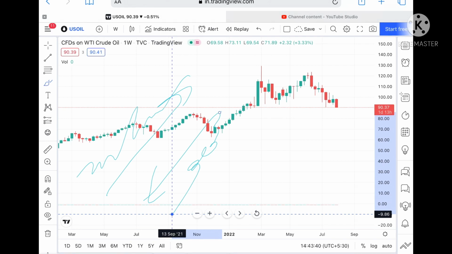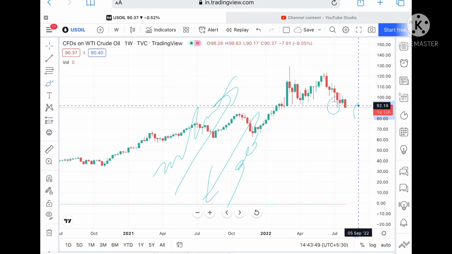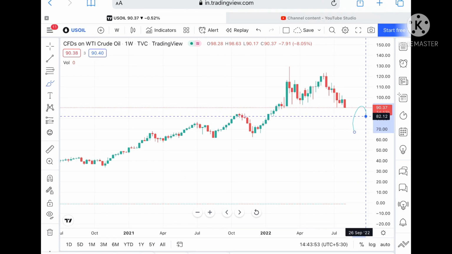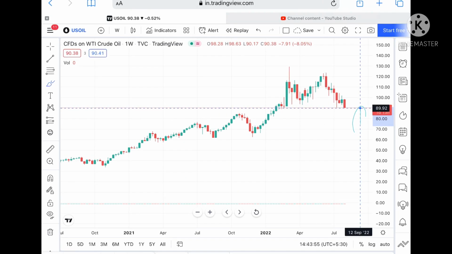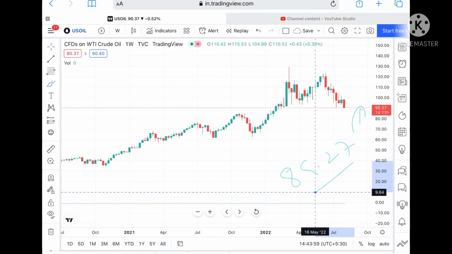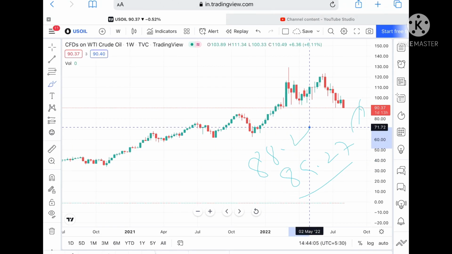Now it is currently trading at around 90.39. Suppose this particular level doesn't sustain. We have seen that this particular level is a weak support, so the probability is very high that if this level doesn't sustain, it can go to a level of $89.27. And this level is again a weak support, so the probability is high that it can touch a level of $88.29.